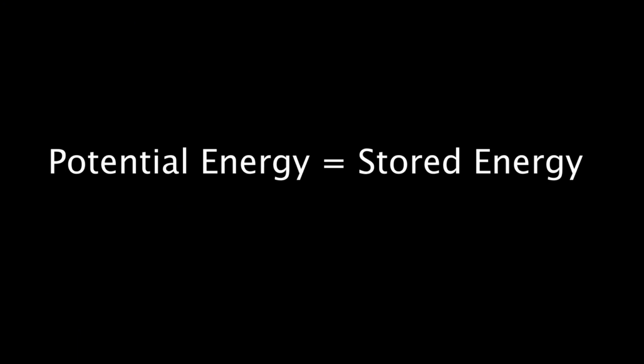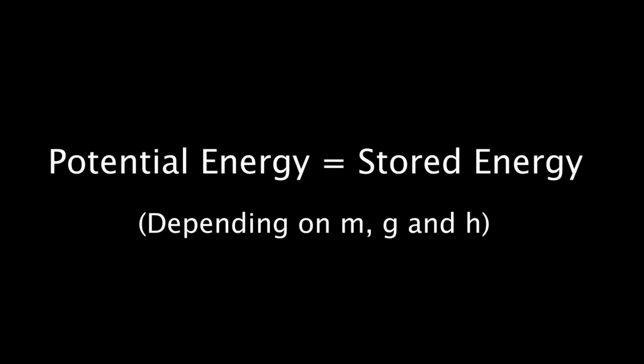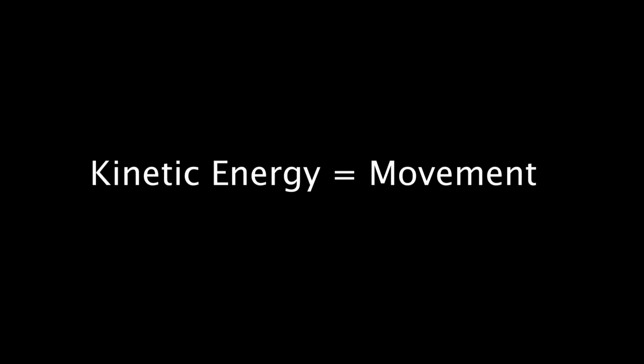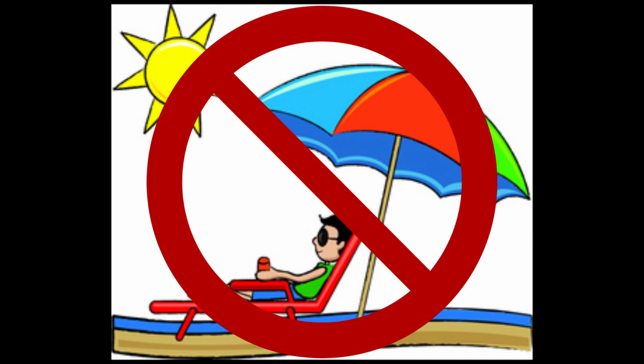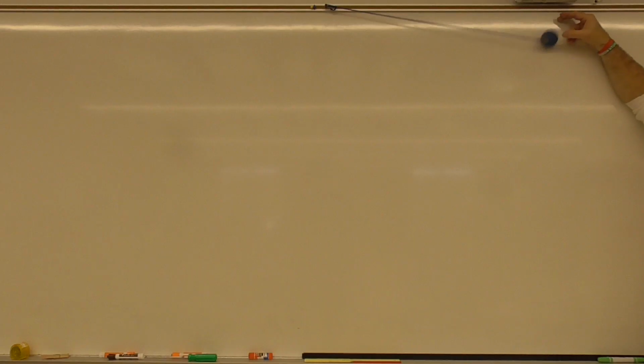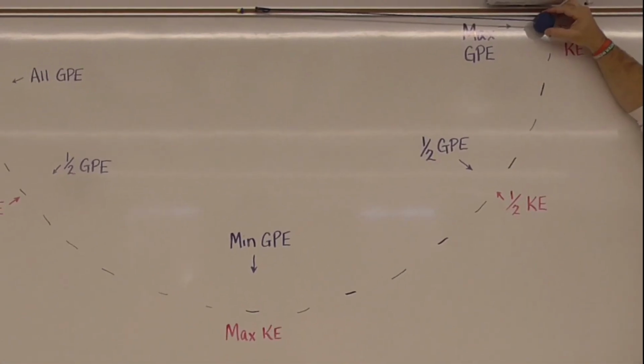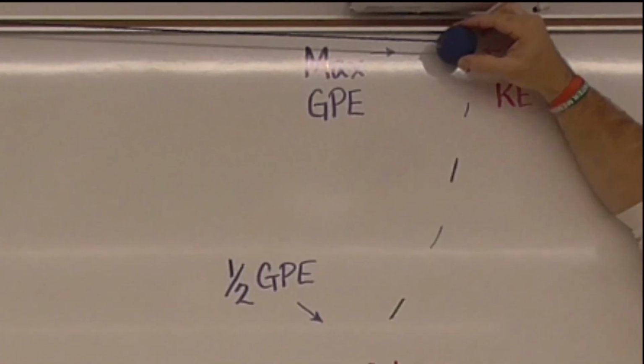Remember, potential energy is stored energy based on an object's mass, gravity, and height. And kinetic energy is the energy of motion. So when there's no movement, there is no kinetic energy. As a pendulum swings, the energy is constantly changing between potential energy and kinetic energy. As we look at the pendulum before it swings, all its energy is gravitational potential energy.